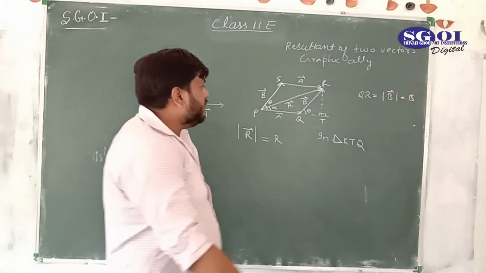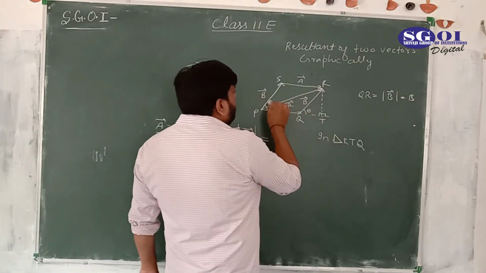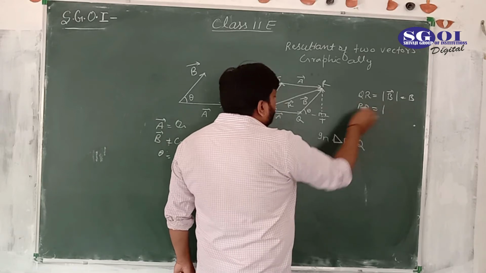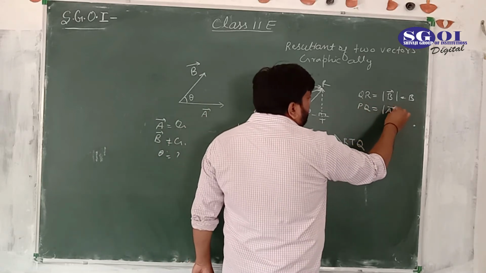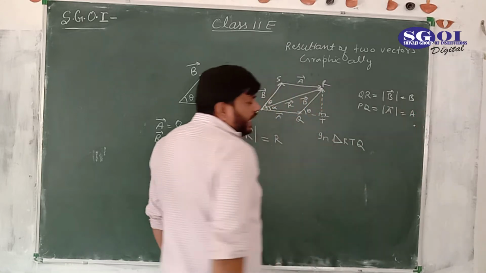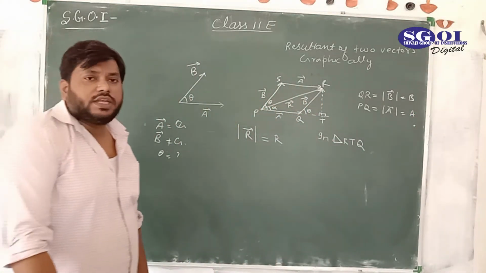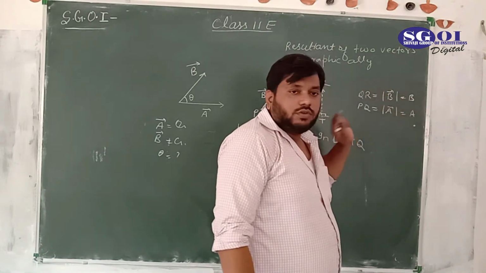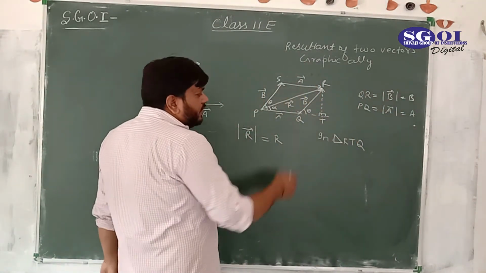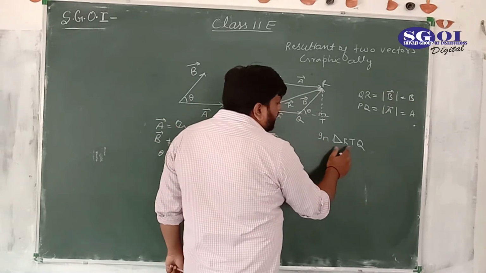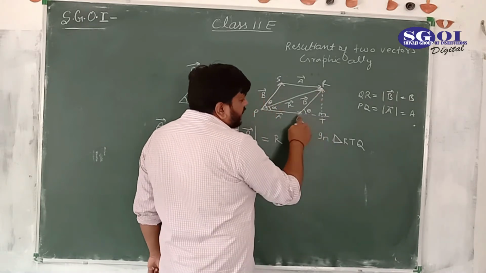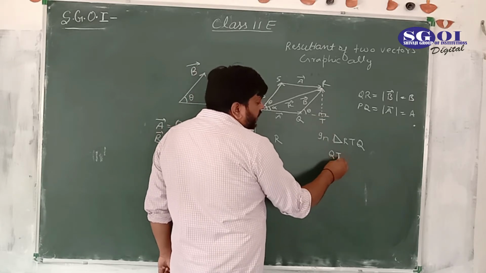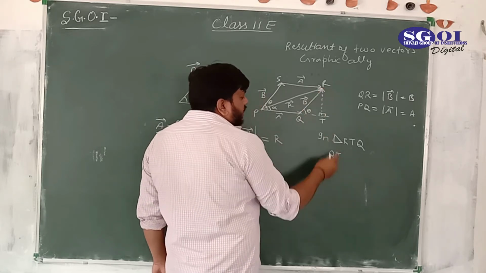In the same way, the length of PQ is the magnitude of vector A, and it is represented simply by A. So A is the magnitude of vector A, and the length of PQ is A. I think you have cleared this one. So in RTQ, which is a right angle triangle at T, we would apply the geometry. QT is unknown, QR is known.